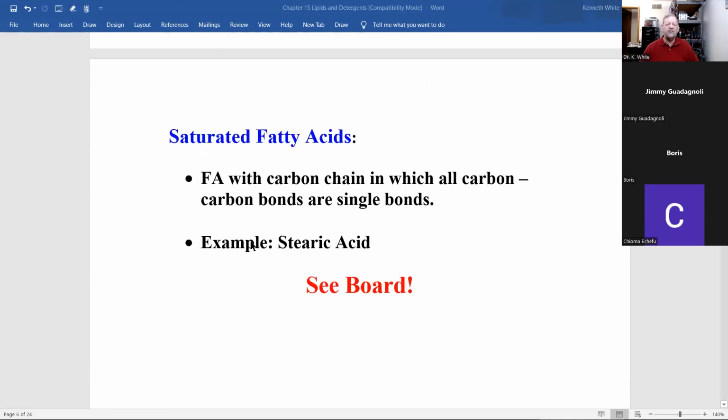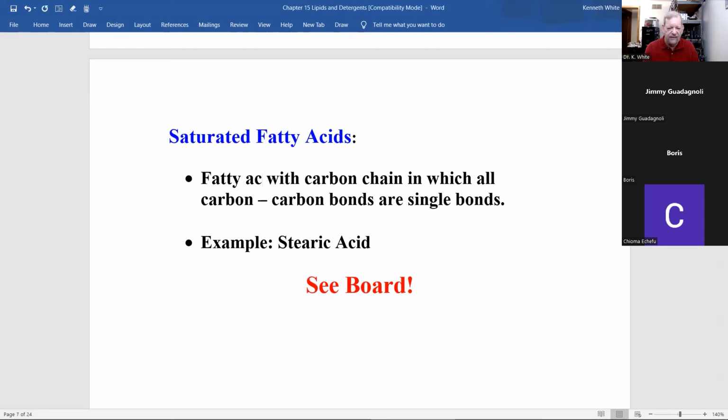Now, first of all, there are two types of fatty acids, which are fatty carboxylic acids. One is a saturated fatty acid. Working in the industry, FA stands for fatty acids. Now, what's a saturated fatty acid?